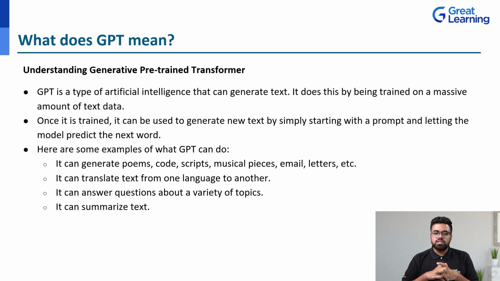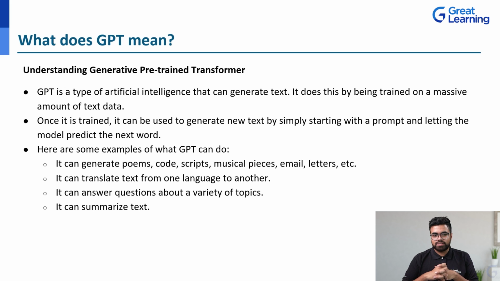Now it can answer questions about a variety of topics. Now this has been trained till September 2021. So all the amount of data or all the knowledge that it possesses is till September 2021. So after that, it has not been trained on that kind of data, right?